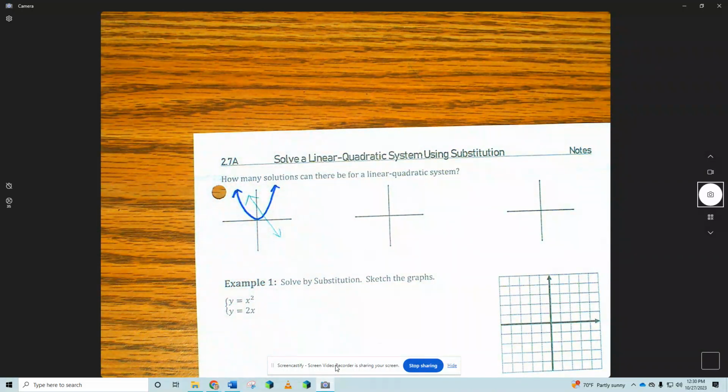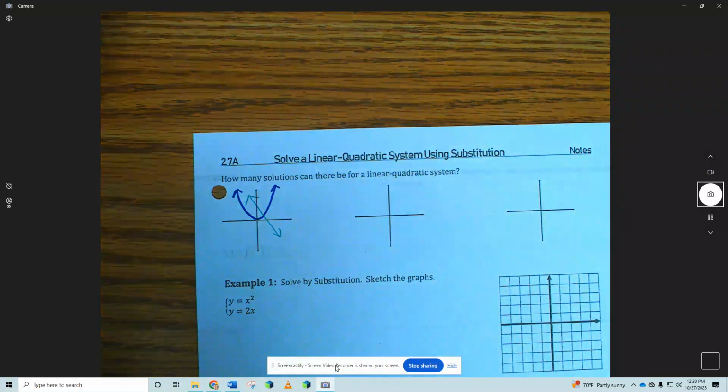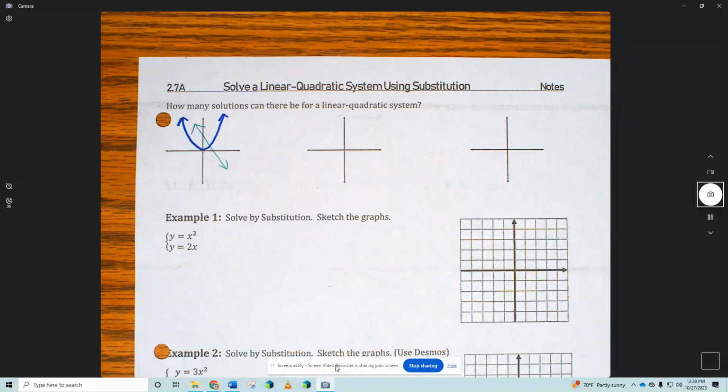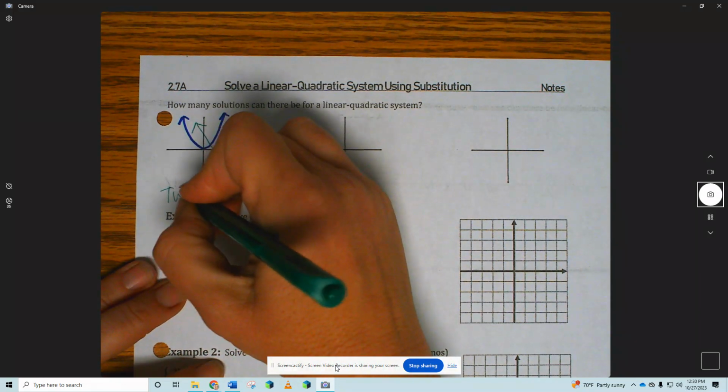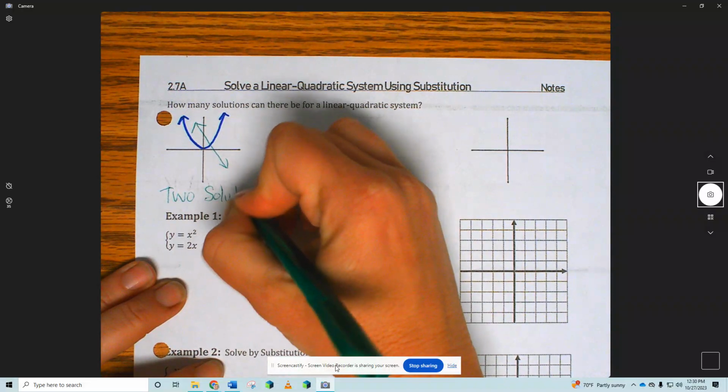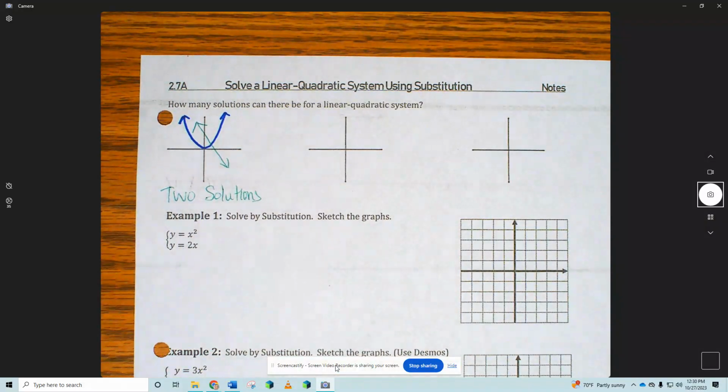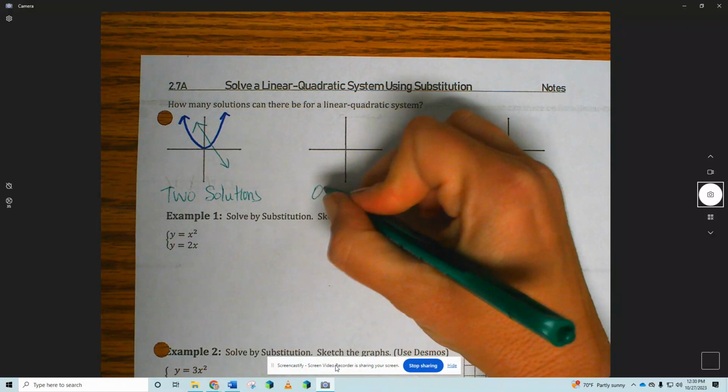How many points of intersection will that have? Think carefully. Two. My green line is going to go further. It's going to intersect. So this is going to be 2 solutions. Okay. Here's going to be 1 solution.